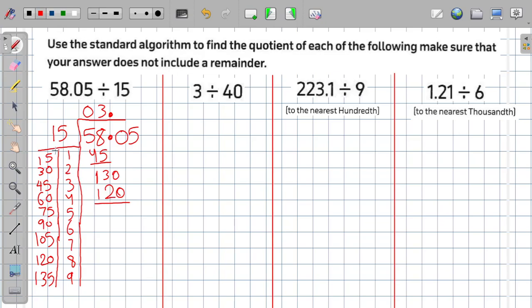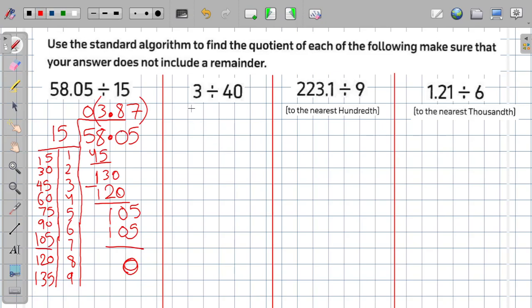120 divided by 15 equals what? Equals 8. And the remainder will be 10, because 0 minus 0 equals 0, and 3 minus 2 equals 1. Next, the next digit is 5, so 105. It is in the timetable of 15, so I will take 105 and I will divide it by 15, so it will be 7. So the remainder will be 0. So my answer does not include a remainder. So this is my final answer, 3.87.